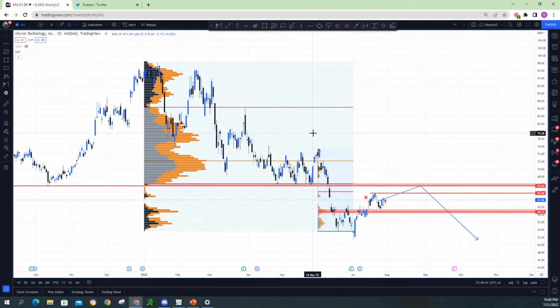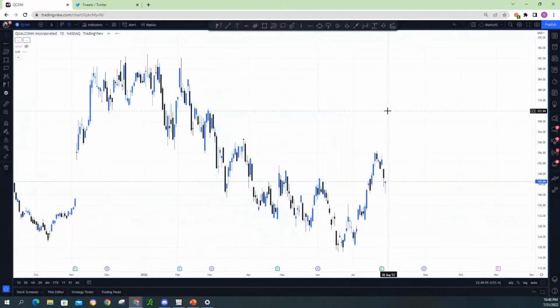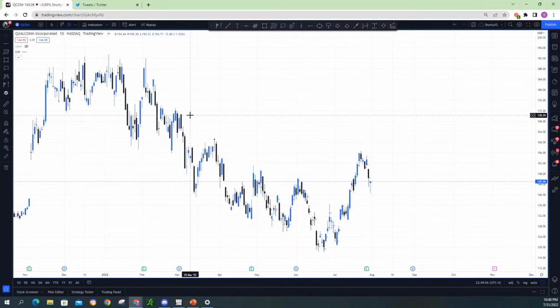65, 64. Yeah, I like this setup for taking a short. Somebody said QCOM. Yeah, QCOM has a nice daily here.